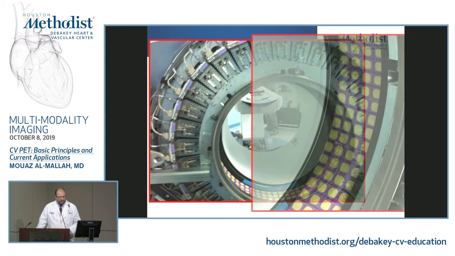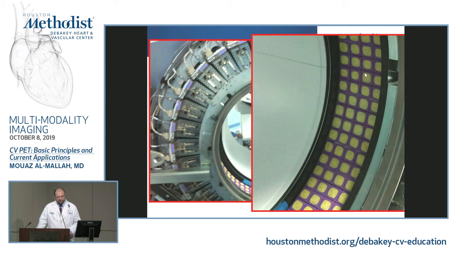If we zoom in more, here we have 4 rings. In this system, for example, each ring was about 5 centimeters, so you have 20 centimeters of coverage for the patient. Our machine has wider coverage, because the ring detectors are wider, so we have more coverage for the patient. So what is behind these? Each one of these is a unit.